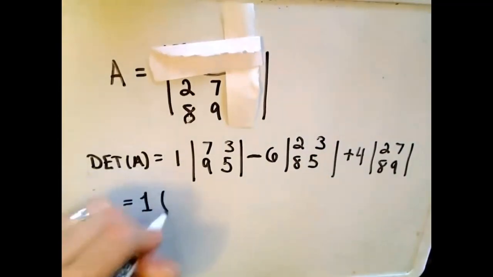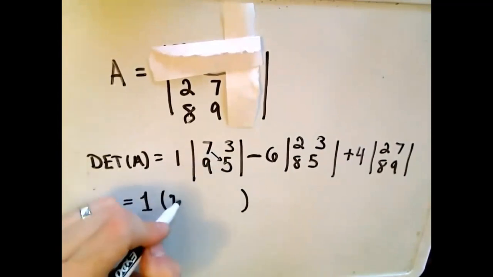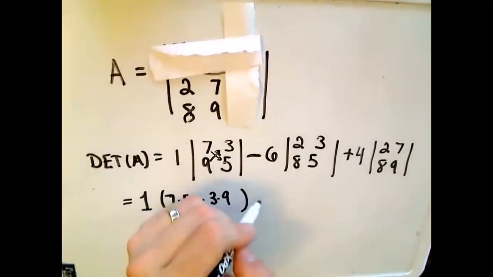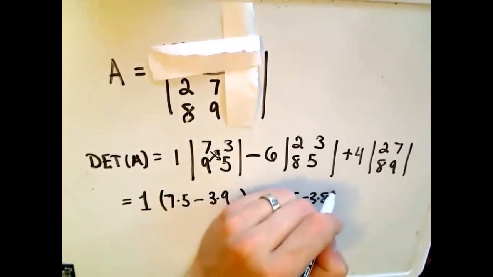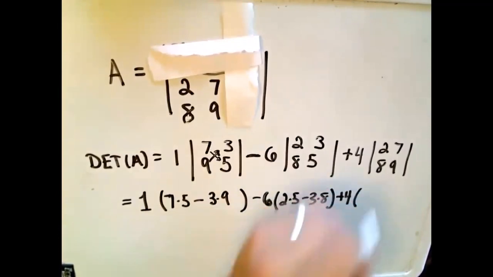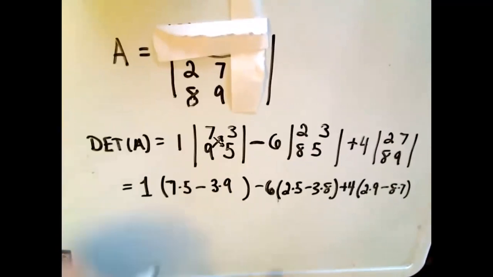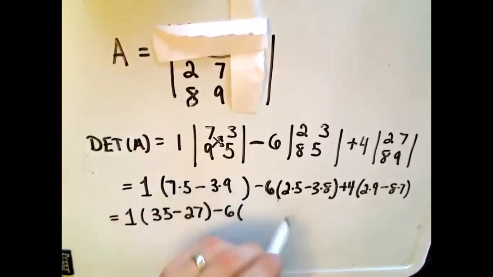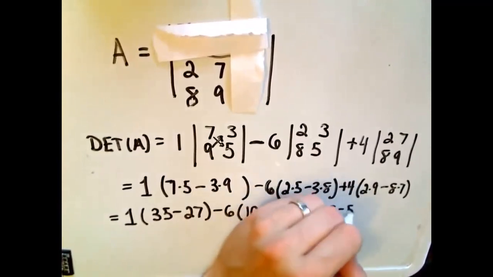I'm going to go through and find the determinant of each one of these 2 by 2s by cross multiplying and subtracting. So cross multiply, subtract. And then I keep going. I'm going to cross multiply and subtract. Cross multiply and subtract. PEMDAS tells me I handle the parentheses and then I multiply, right? So I'm going to simplify the parentheses. So we have 35 minus 27, minus 6 times 10 minus 24, plus 4 times 18 minus 56.